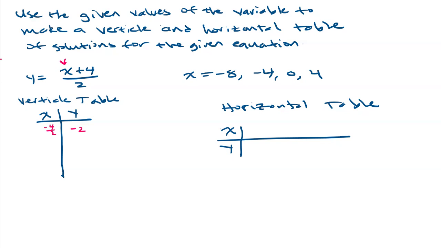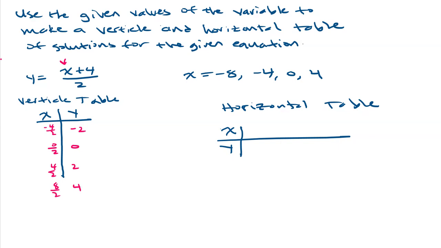Okay. The next one we have -4. So -4 plus 4 is going to give us 0, divided by 2, right? So 0 divided by any number besides 0 is going to give us 0. And then 0 plus 4 is 4. 4 divided by 2 will just give us 2. And then 4 plus 4 is 8 divided by 2. That will give us 4.